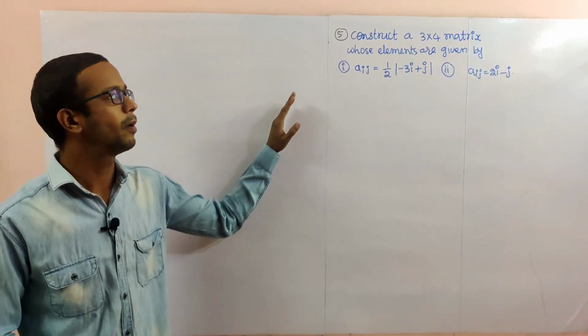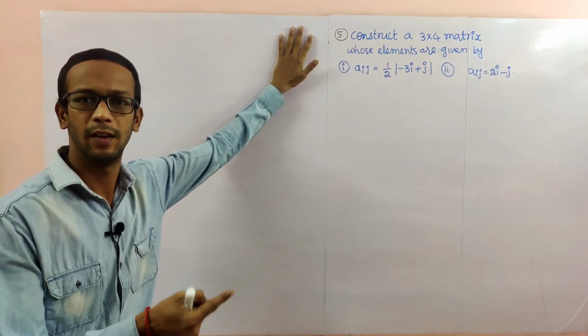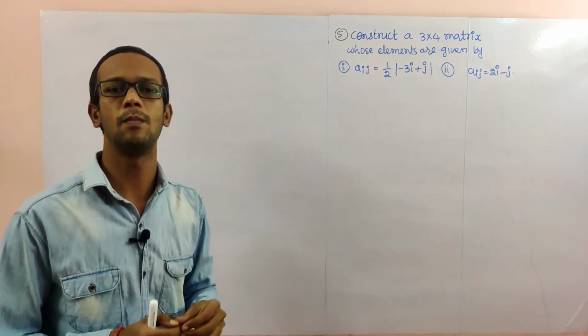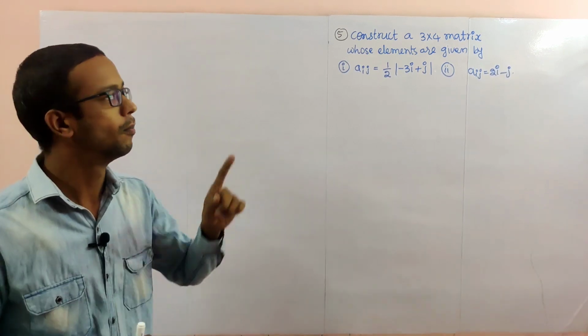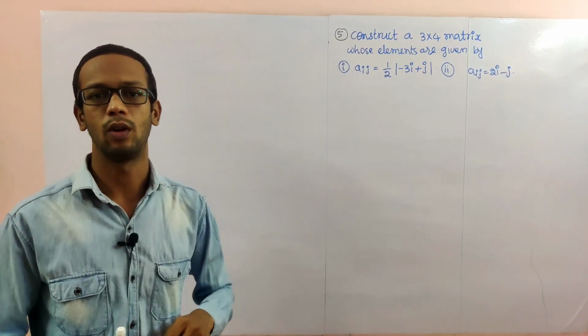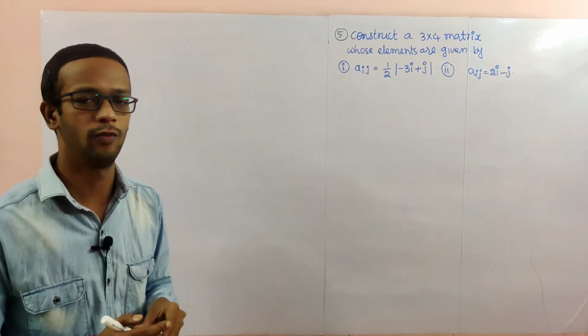Next, problem number 5. Construct a 3 by 4 matrix. Previous problem was a 2 by 2 matrix, and in the example problem we discussed 3 by 2. But here it is 3 by 4. One problem I'll explain. One more problem you can take as homework.